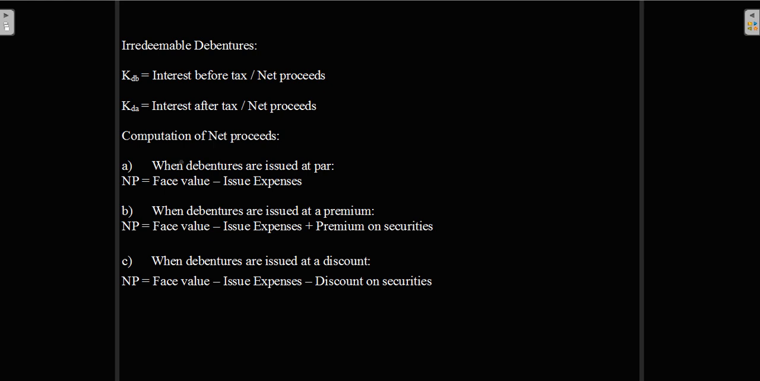Computation of net proceeds in the case when debentures are issued at par is face value minus issue expenses. When the debentures are issued at a premium, we will be using face value minus issue expenses plus the premium that we will be paying on the securities. In case when the debentures are issued at a discount, we will use the last formula: face value minus issue expenses minus the discount given to the securities. We'll move on to an example.